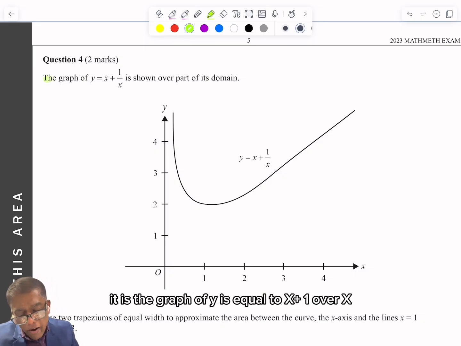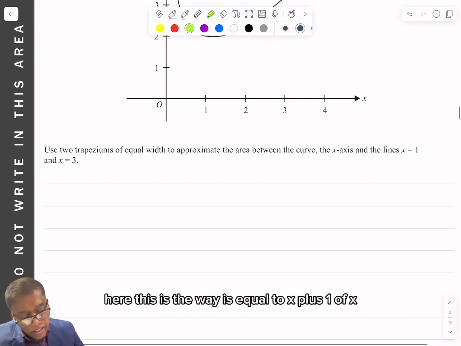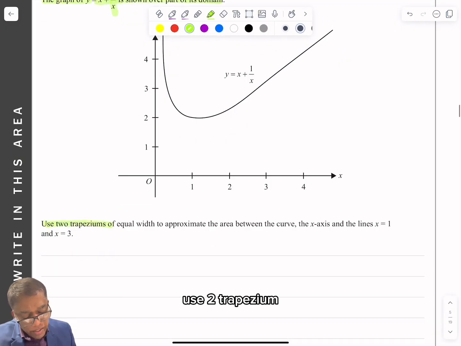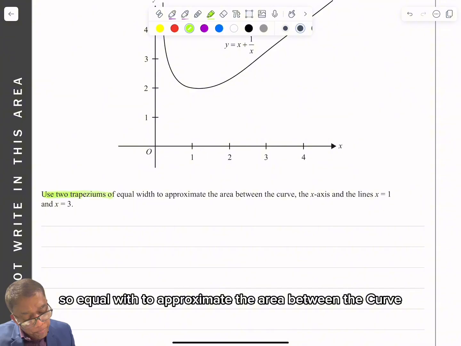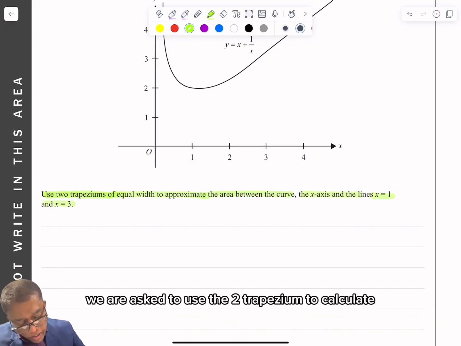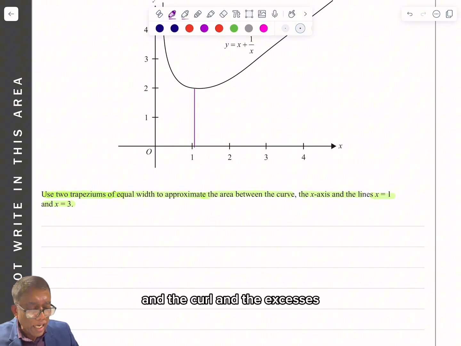It is the graph of y is equal to x plus 1 over x, shown over part of its domain. Here, this is y is equal to x plus 1 over x. Use two trapeziums of equal width to approximate the area between the curve, the x-axis, and x is equal to 1 and x is equal to 3. We are asked to use two trapeziums to calculate the area between x is equal to 1 to 3, the curve, and the x-axis.